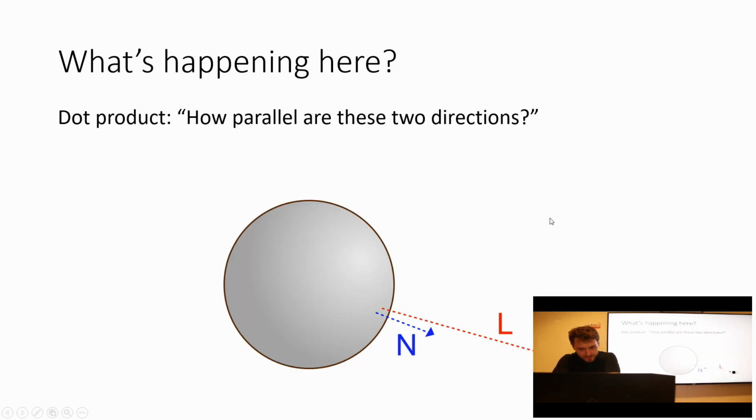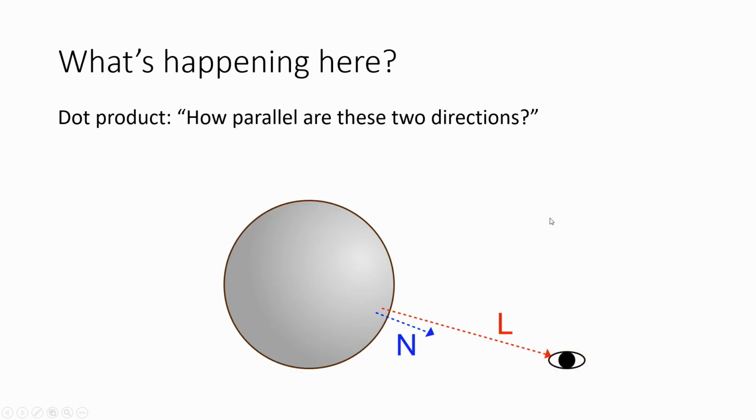So to illustrate that just one more time, in a shader you can access the view direction. I'm going to call that L, which is the direction from the point that you're rendering on the surface to where the camera is.